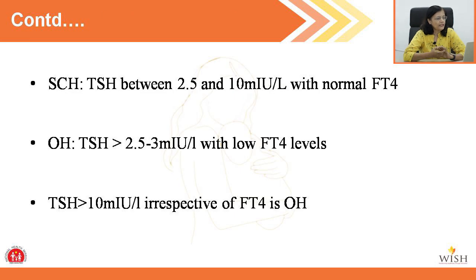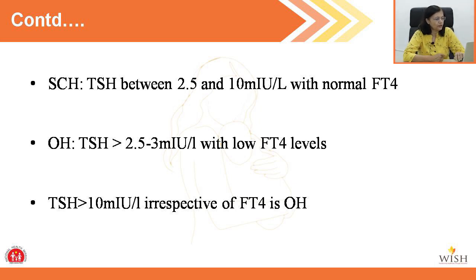In subclinical hypothyroidism, in the normal person, usually we consider that if TSH is between 5 to 10 with normal FT4, then it is subclinical hypothyroidism. But in the pregnant female, we consider a TSH level from 2.5 onwards as subclinical.